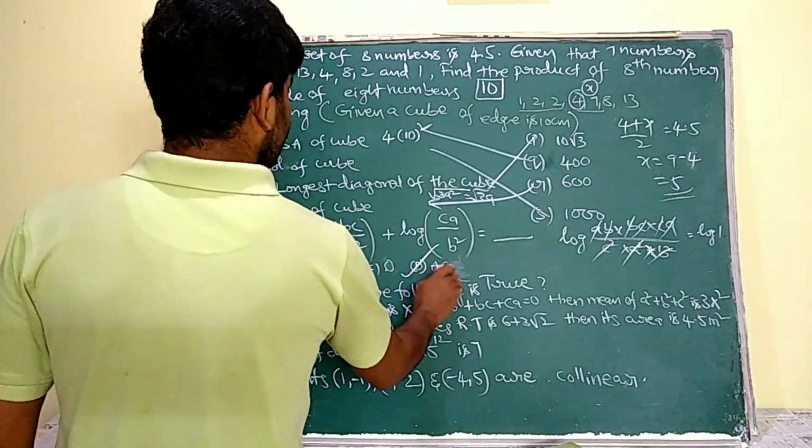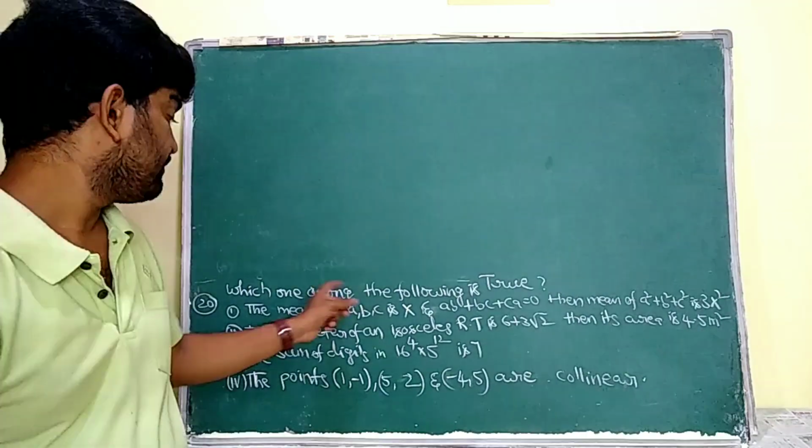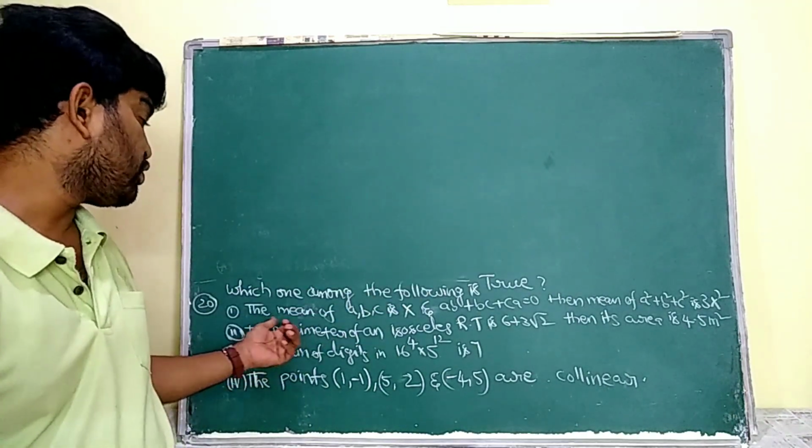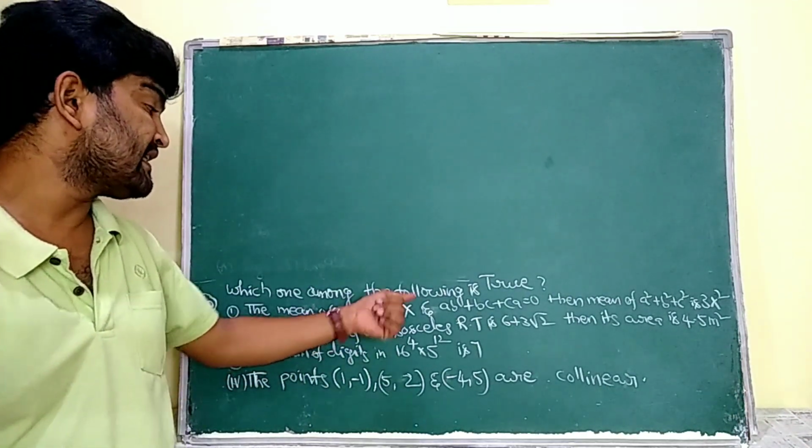Okay now, options A and C are correct. Which one among the following is true? The mean of ABC is x.